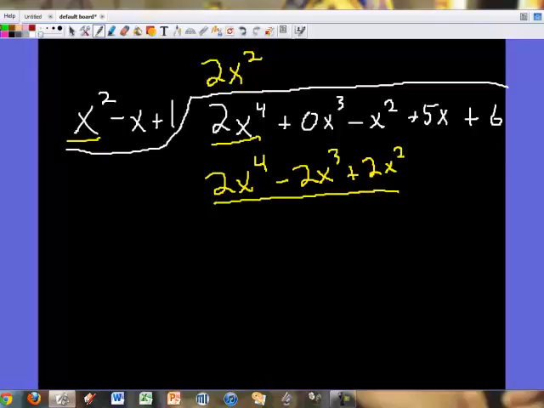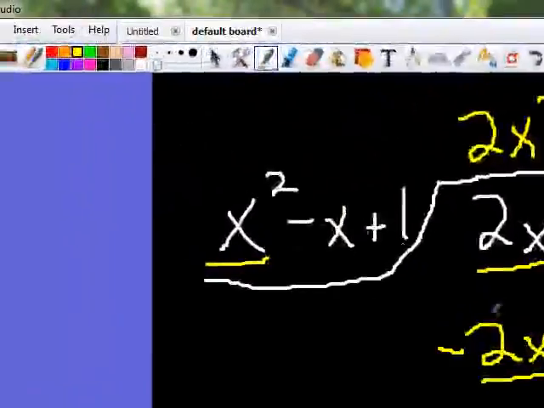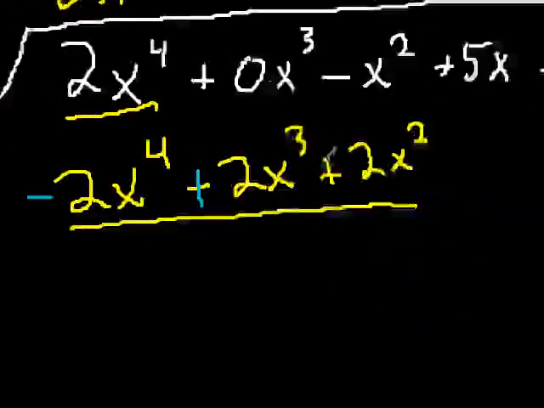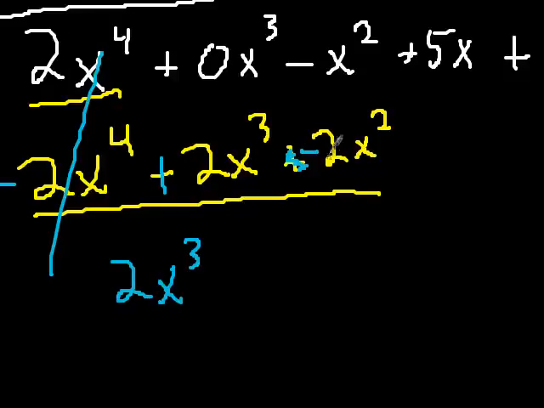Now we're going to subtract. We're going to subtract, change every sign. So it becomes a minus. I want a blue. There we go. So that becomes a minus. That becomes a plus. This becomes a minus. Now add straight down. So gone. That gives us 2x cubed minus 3x squared. Bring down your 5x.